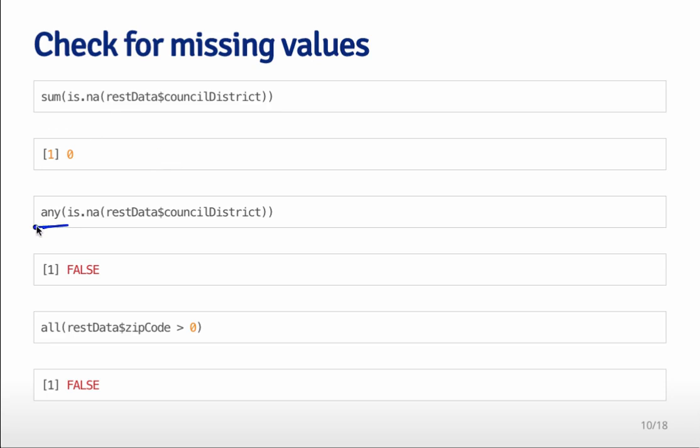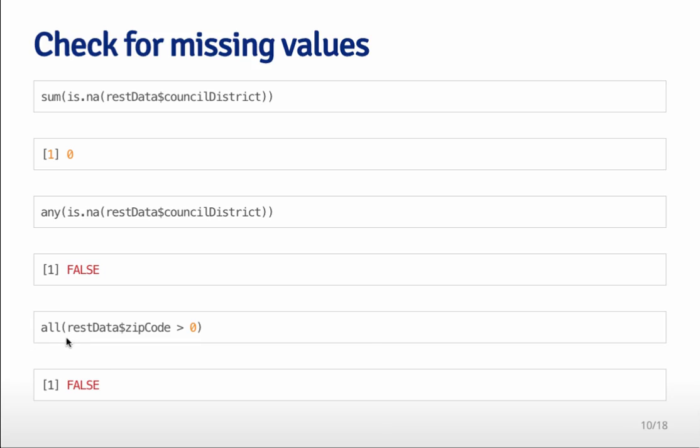You can also use the any command. The any command will just look through this entire set of values. In this case, is.na returns true or false, and what any can do is check and see if any of these values are equal to true. In that case, there would be a value that's equal to NA. In this case, none of the values are NA, so any returns false because all of the values are false. None of them are NA.